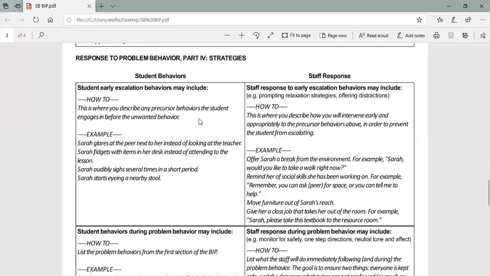For example, Sarah glares at the peer next to her. She fidgets with items in her desk. She audibly sighs, and she starts eyeing a nearby stool, because that's a precursor for, I'm going to hit you with this stool.